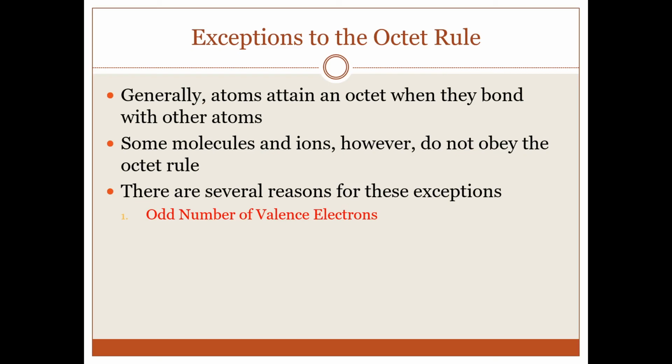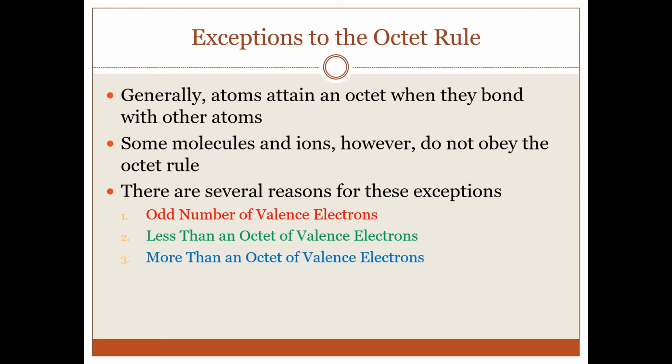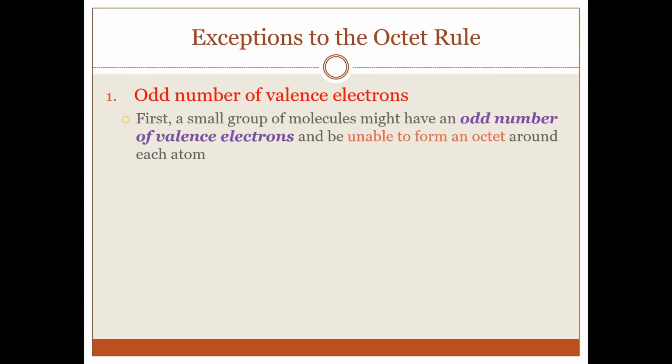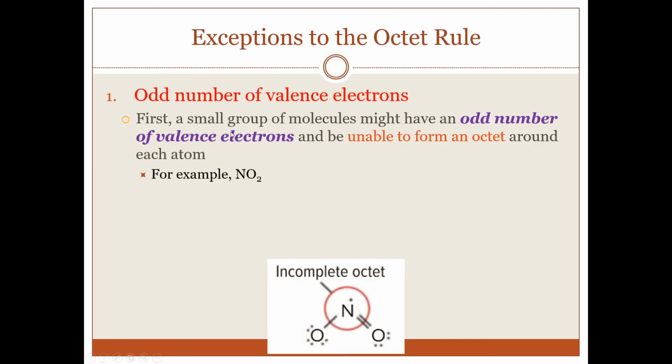First, there can be an odd number of valence electrons. Second, there's less than an octet. Third, there's more than an octet. So if we have an odd number of valence electrons, we won't be able to form an octet because 8 is an even number. For example, we have NO2.